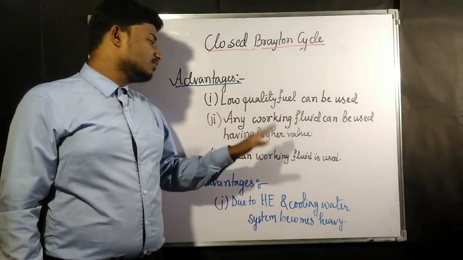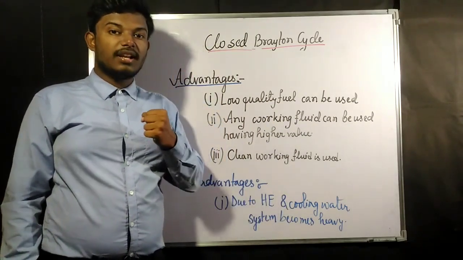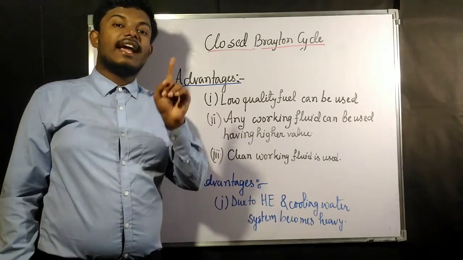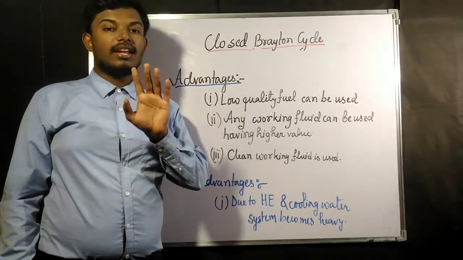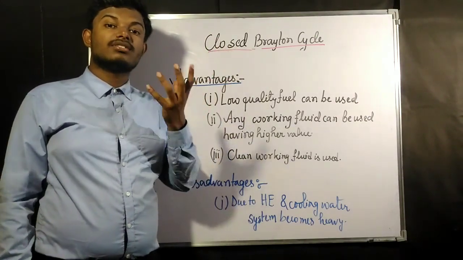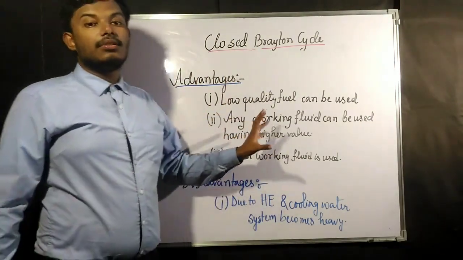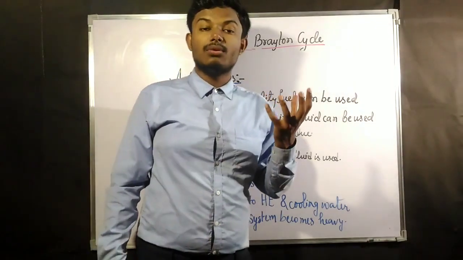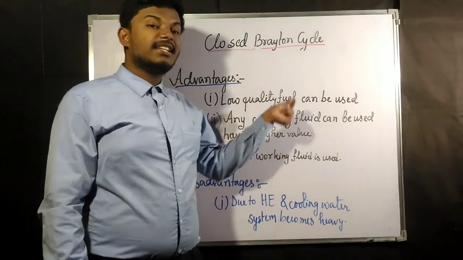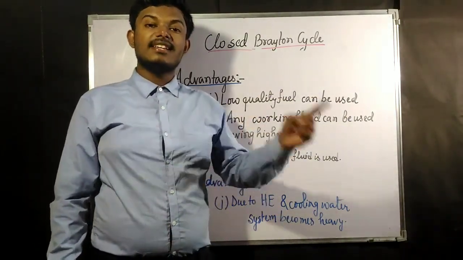The second thing is, any working fluid can be used, even one with a higher gamma value. Previously, since we took the air from the atmosphere, we had no option other than air, and the gamma value was constant for the working fluid which was moving. Now we can use the working fluid according to our wish, and we can manipulate the gamma value by changing the working fluid running inside the system.